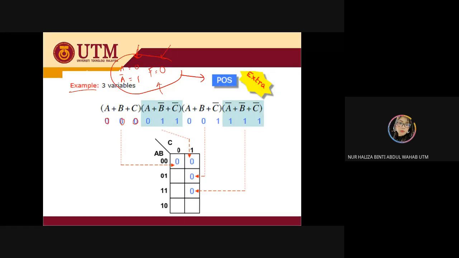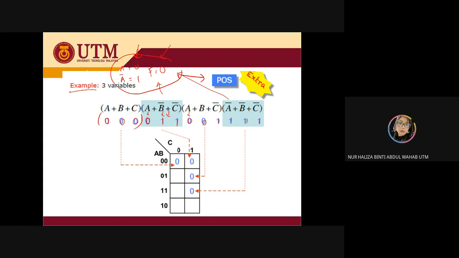Here you can see you have A plus B plus C. Your answer will be 0, 0, 0. Now you have here 0, 1, 1. For this, here will be 0, 0, 1, 1, 1, 0. So refer to the values here.